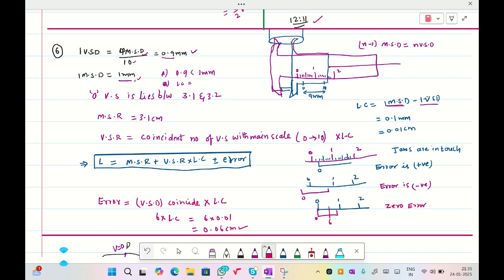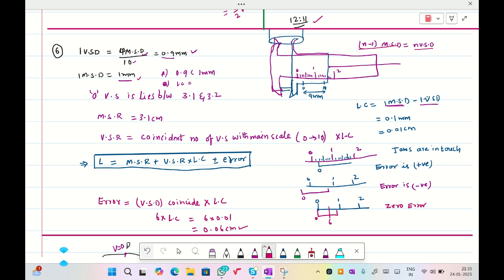And in the vernier scale, n minus 1 MSDs, that is 9 millimeters, will be divided into 10 divisions, n divisions. So 10 divisions of the vernier scale is equal to 9 divisions of the main scale, means 9 millimeters is equal to 10 divisions of the vernier scale. Therefore, one vernier scale division is equal to 9 MSD by 10. This is called vernier constant.